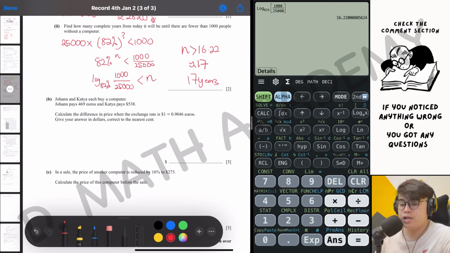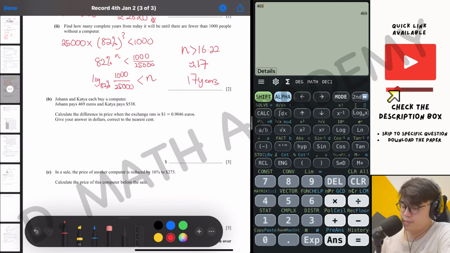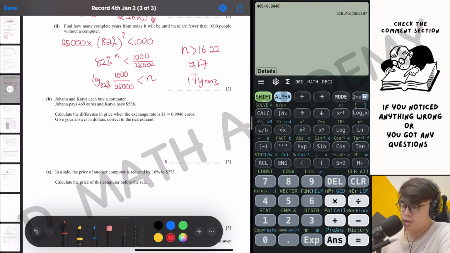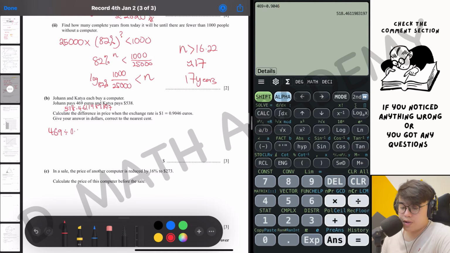Johan and Ketya each buy a computer. Johan pays 469 euros and Ketya pays 538. They want us to calculate the difference to the nearest cent. So you have to compare first. For every euro, 0.9046, so 469 divided by 0.9046. So you get the result as 518.4611983197. That is by taking our 469 divided by 0.9046.